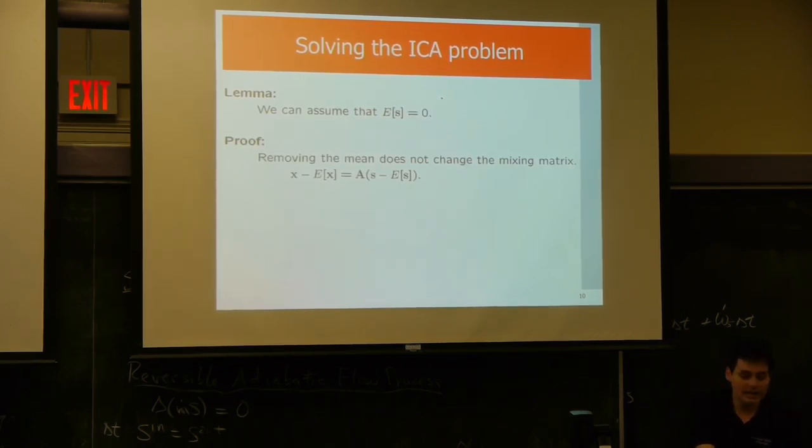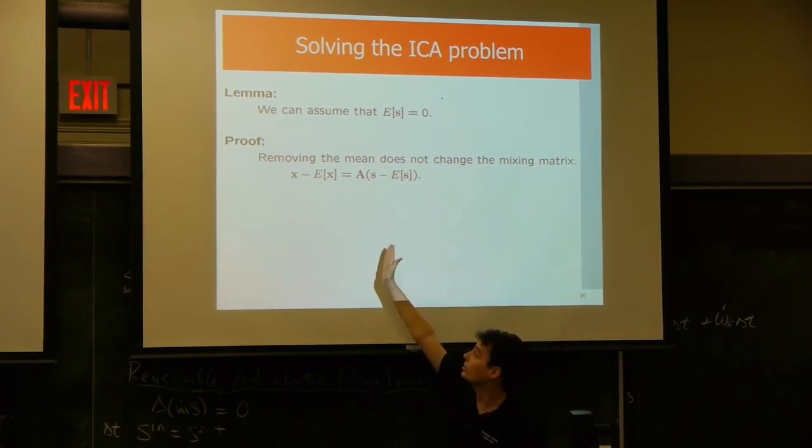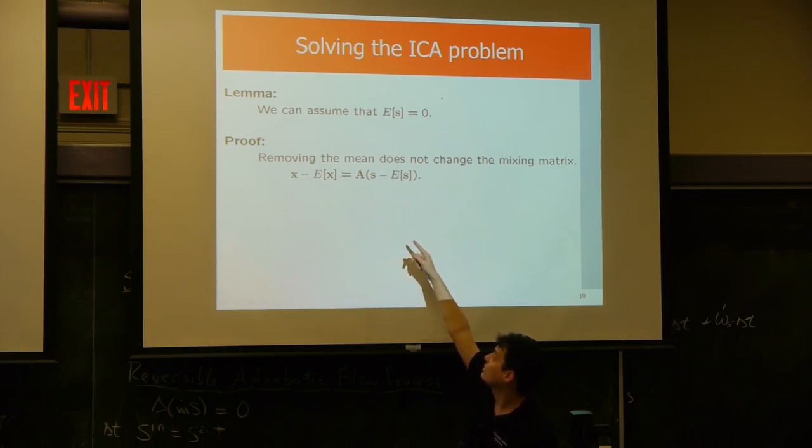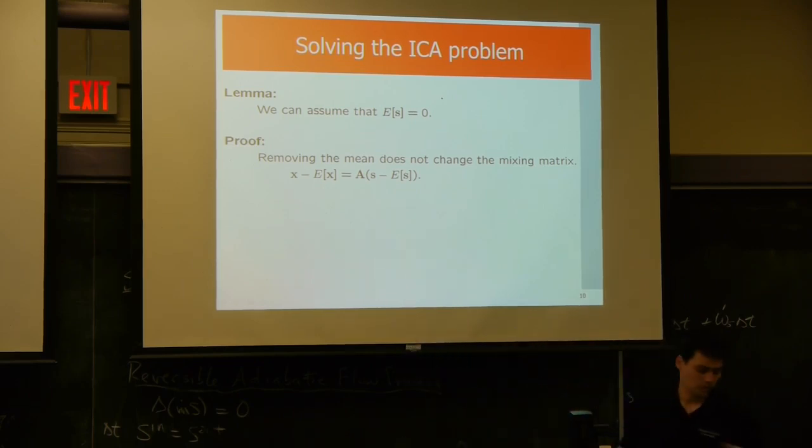Another observation is that we can assume that the expected value of S is 0. Why? It's very simple, because you make your observation X, you could remove the expected value of X, and then you would get this equation. And here it's again a linear mixture model with the same mixing matrix. So you can assume that the mean of your hidden variables S is 0.